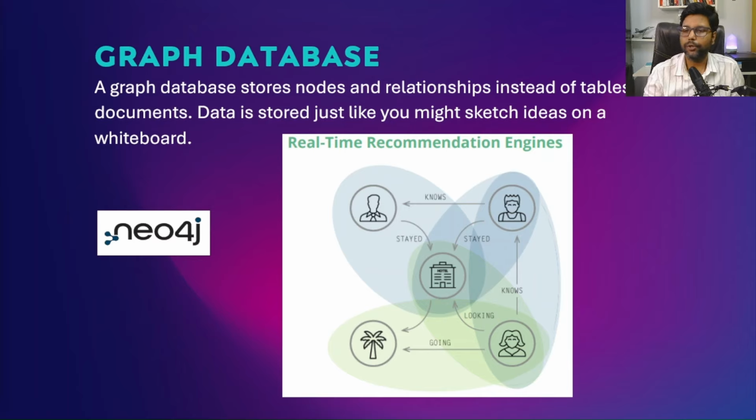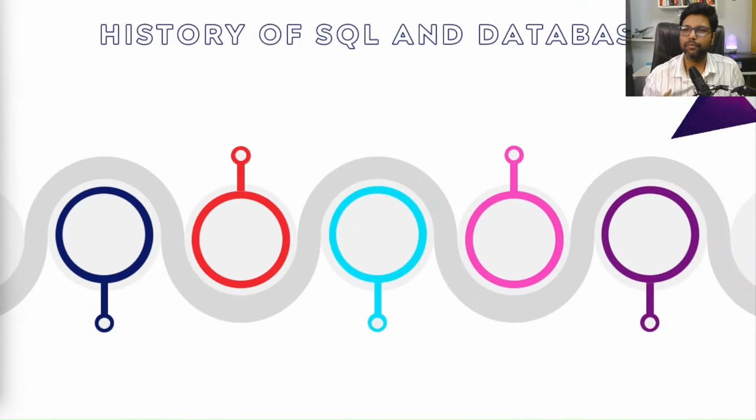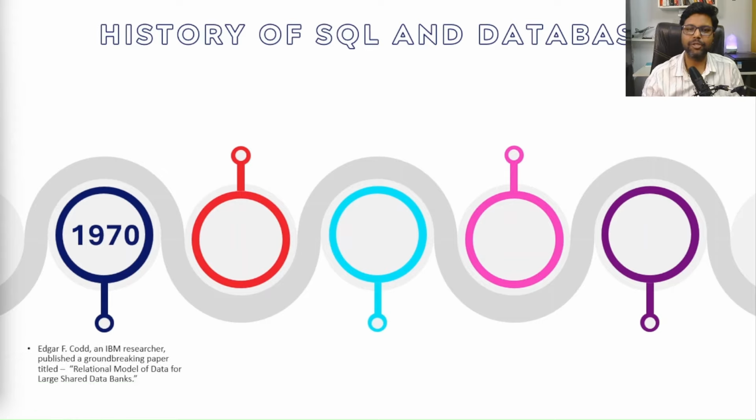Now we are going to focus on the history of SQL and databases. So our journey begins in 1970. At that time Edgar F. Codd, an IBM researcher, published a groundbreaking paper, and the title of the paper was A Relational Model of Data for Large Shared Data Banks. This paper introduced the relational model, which forms the basis of SQL and relational databases.